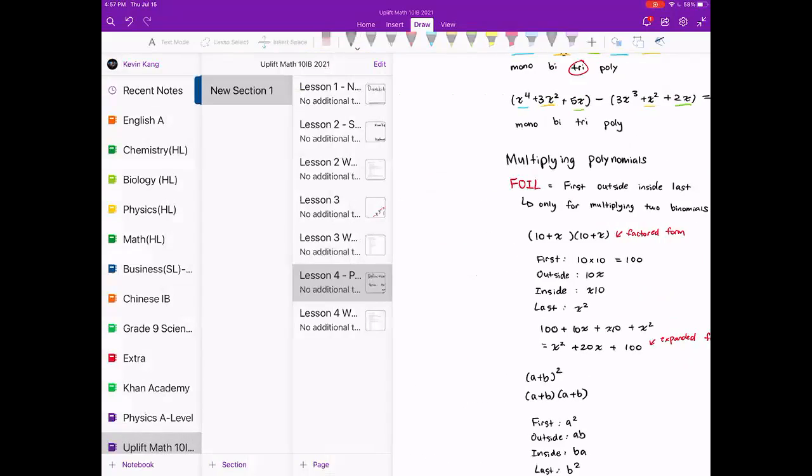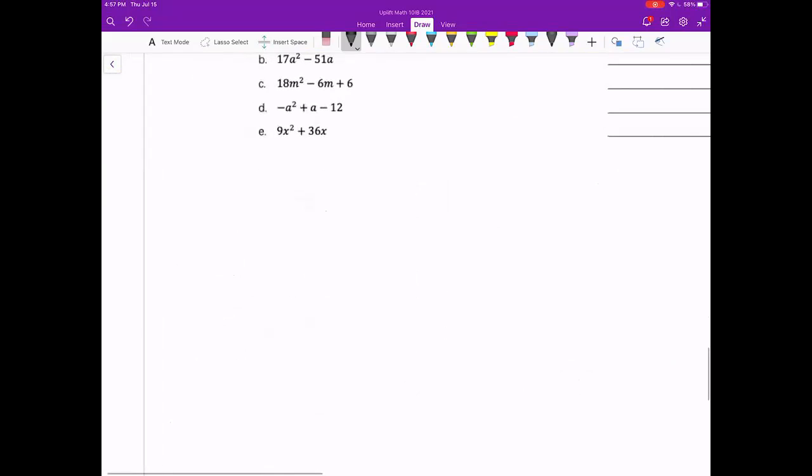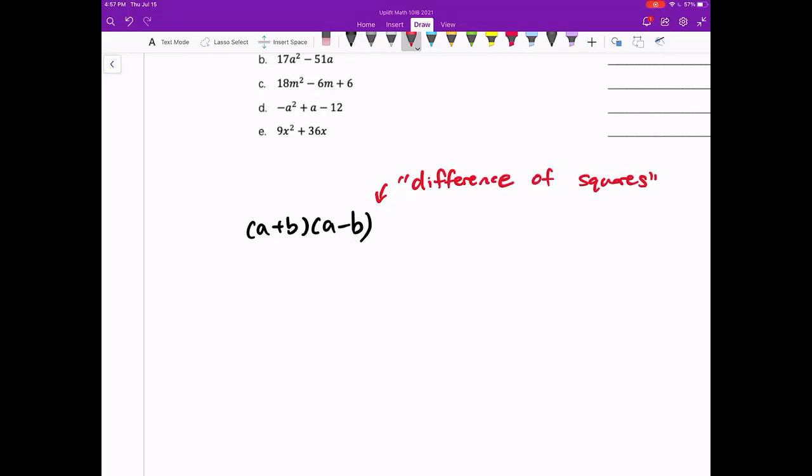Oh, we could also do a question like a plus b times a minus b. Oh yeah. So yeah, this is a difference of squares. This is actually a pretty important thing you have to know. I'm pretty sure your high school teachers will just force you to remember it. Definitely.